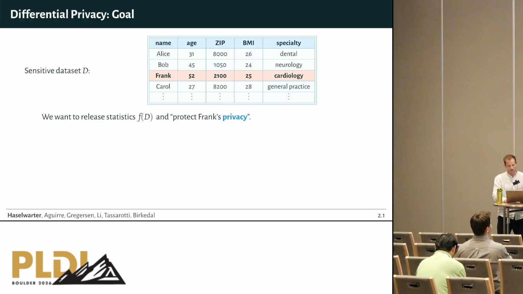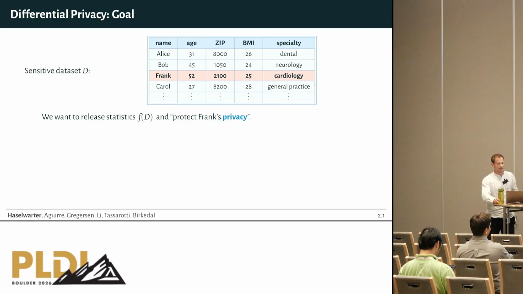And we'll start with a little scenario. If you're not familiar with differential privacy, the whole goal of the exercise is that we want to protect sensitive data, right? We might have some kind of a medical data set where we have patient data, and we want to compute some statistics over this data set. So some function f that computes statistics, and we want to protect Frank's privacy in this data set.